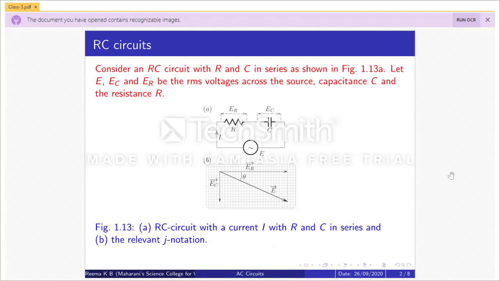Figure 1.13a shows an RC circuit with a current I with R and C in series, and figure 1.13b the relevant J notation. Let E, EC and ER be the RMS voltages across the source, capacitance C and resistance R.